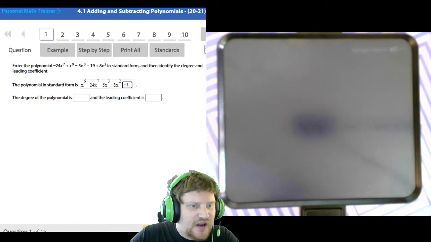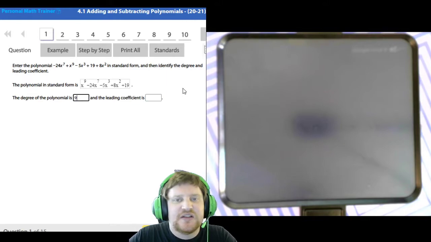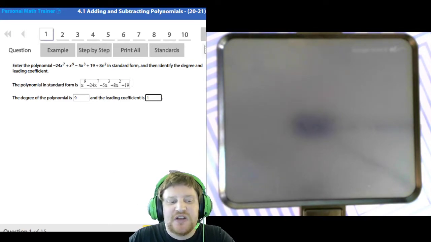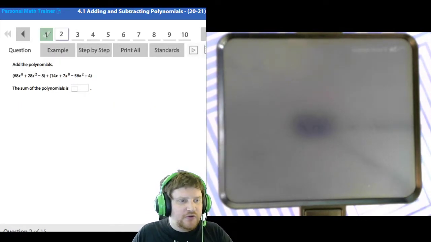And looks like next I have a plus 19. So the degree of the polynomial is 9, because that's the highest degree, x to the 9th. The leading coefficient is 1, because there is no number out front, which means we assume it is a 1. It's invisible. All right, add the polynomials.